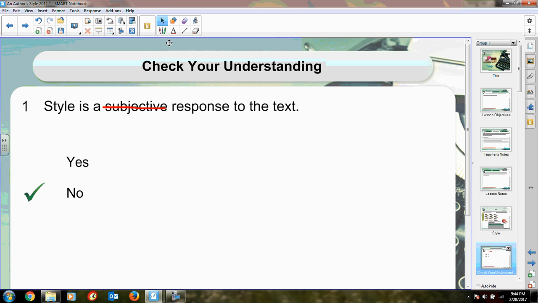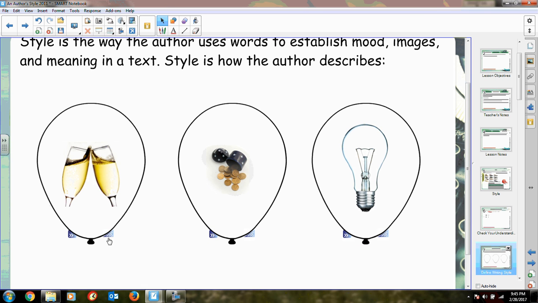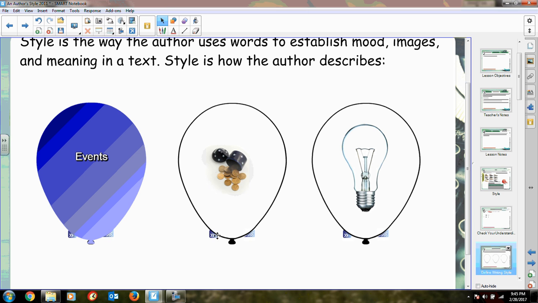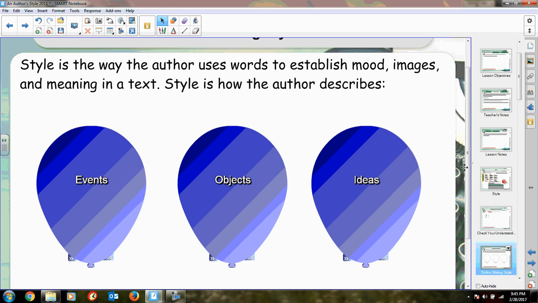Style is actually objective. Objective means that there's a set of criteria that you can use to determine what an author's style is. And that's what we're going to be working on, the criteria we use to determine an author's style. Okay? An author's style might have to do with how you look at events, objects, or ideas, because an author is going to choose a way to put a story together to establish its mood, its images, and the meaning by looking at events, objects, and ideas.